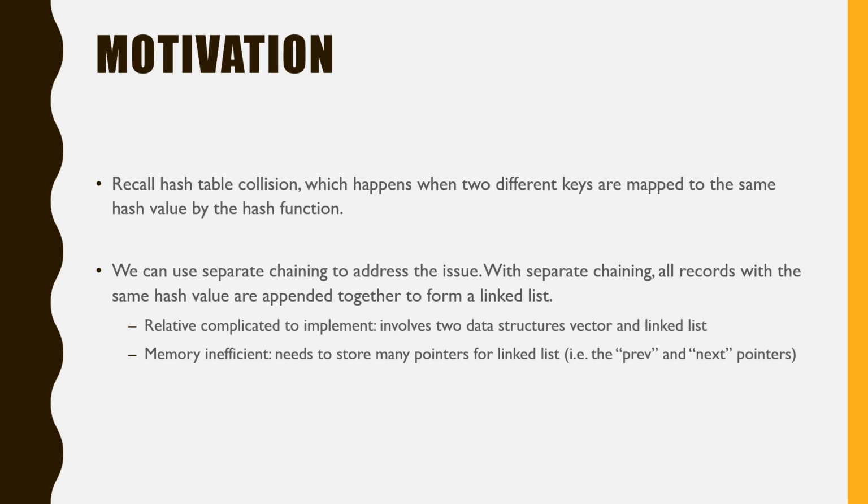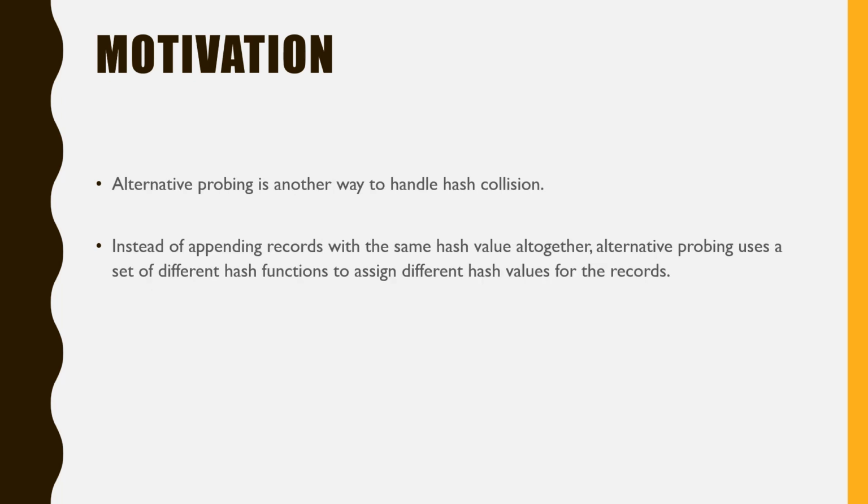There are two limitations for the separate chaining approach. First, it's relatively complicated to implement, as it involves two different data structures, vector and linked list. Second, it is memory inefficient and requires storing many pointers for the linked list. On the other hand, the alternative probing approach, or probing for short, tries to address these issues.